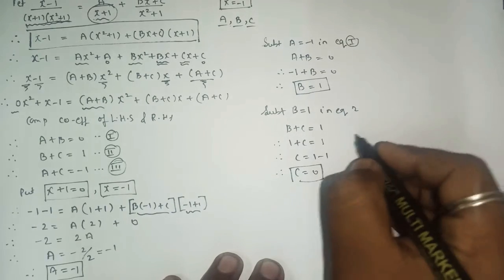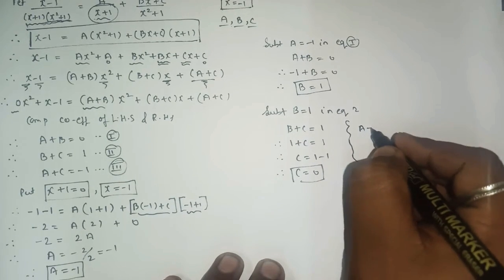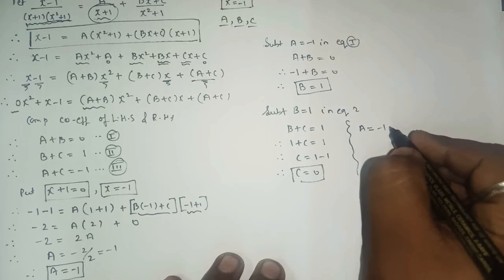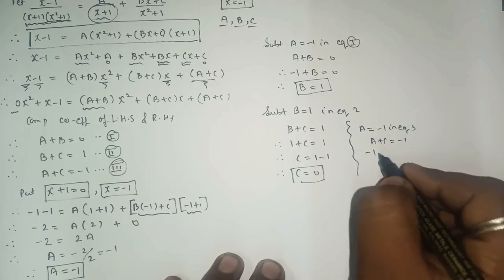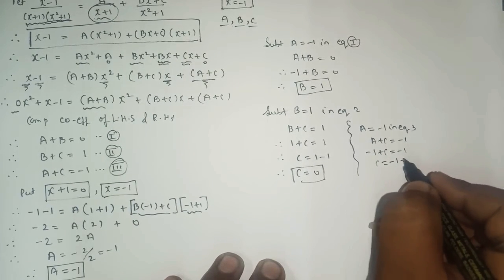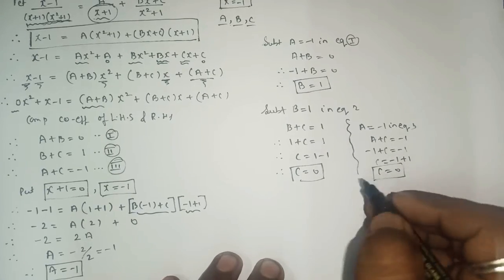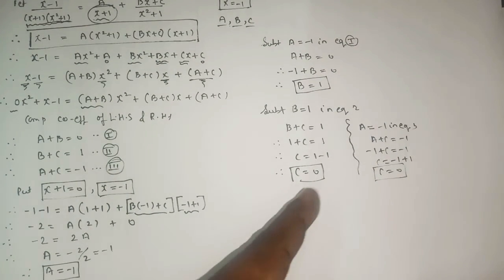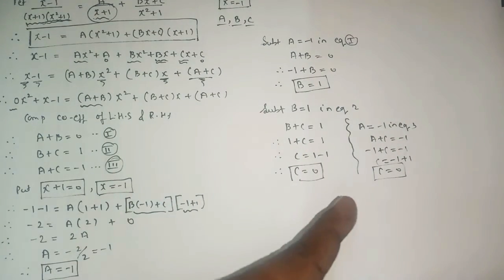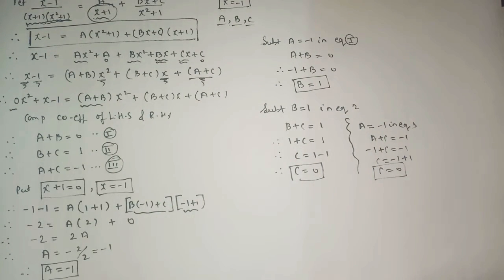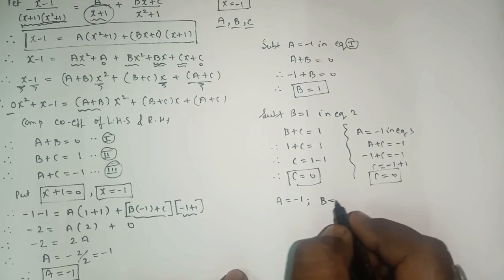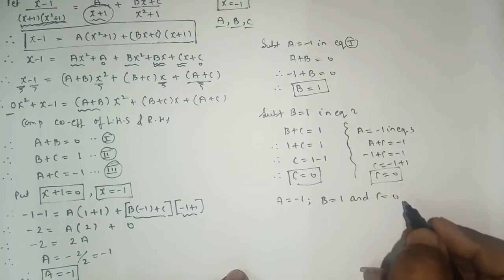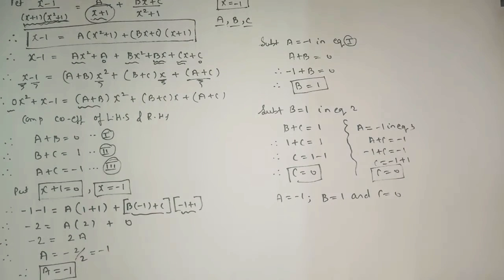Either you can substitute the value of A equals to minus 1 in equation number 3. Still you will get the same answer of C. Okay, so in both the cases you will get the same answer. So it is up to you whether you want to put the value of B or the value of A. So here for this sum we got all the values. A is -1, B is 1, and C is 0. So in this way you will find your values of A, B and C.